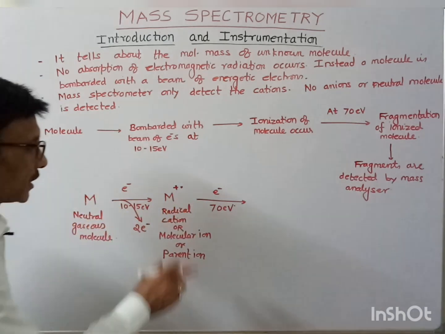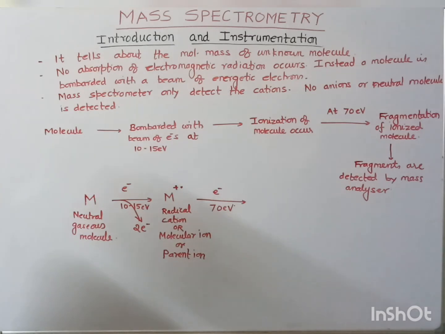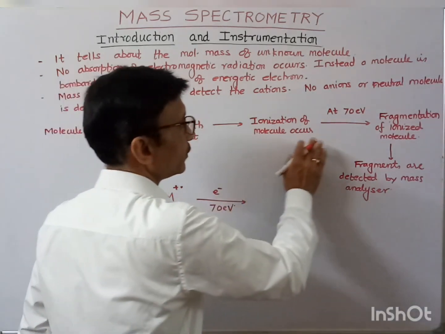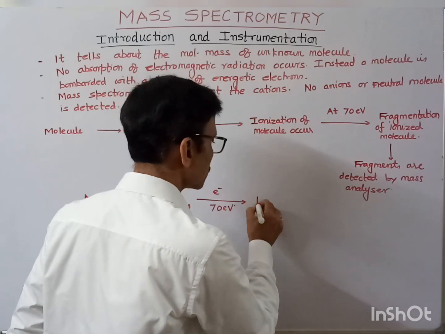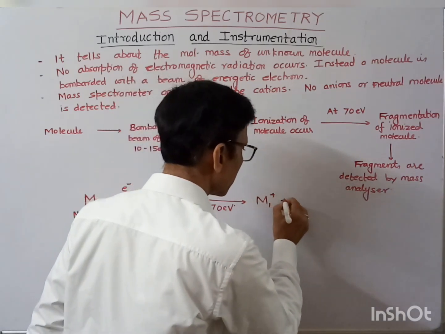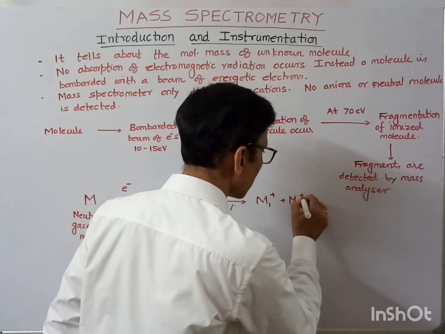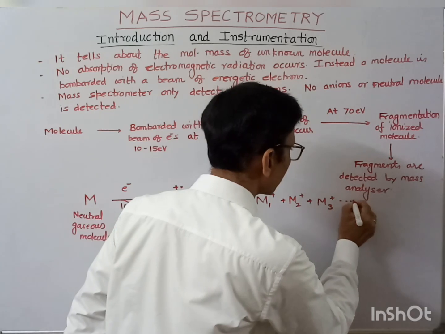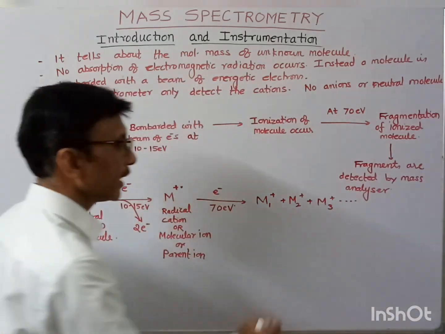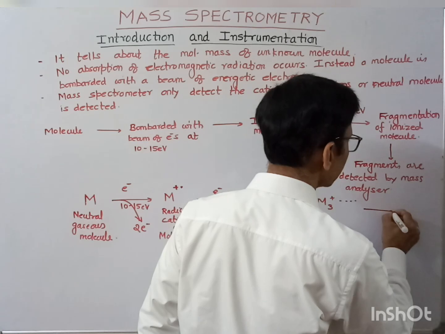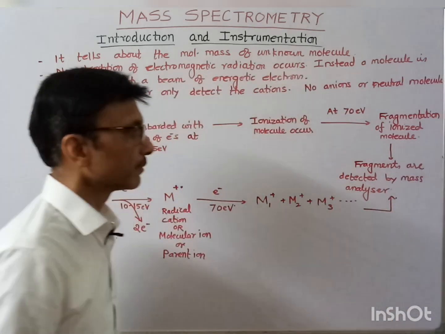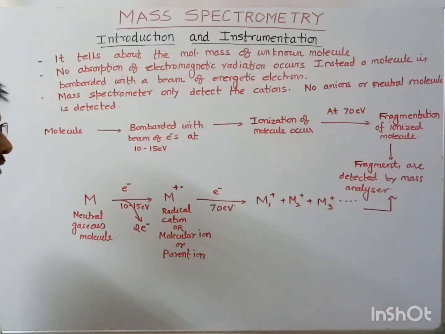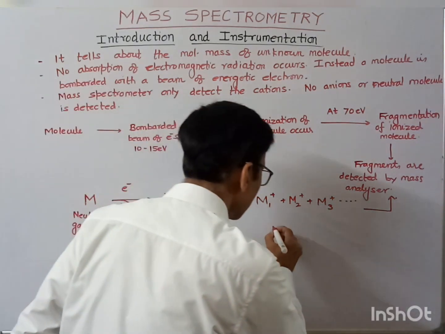Now, further, this molecular ion at 70 electron volt undergoes fragmentation. Suppose various fragments, either 2 fragments, 3 fragments, 4 fragments, and so on. It could be converted into various fragments, and these fragments are finally detected by the mass analyzer like this. Finally we'll get the spectrum, and the spectrum is in this way.